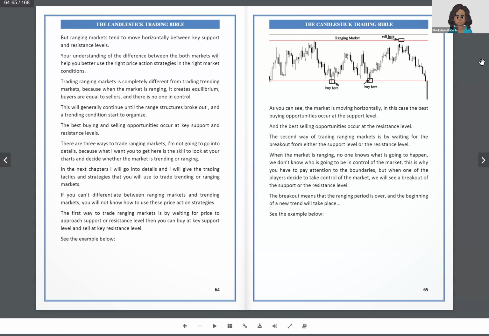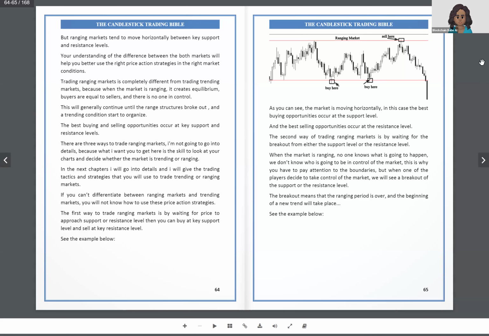All right. This will generally continue until the range structure breaks out. And okay, the best buying and selling opportunities occur at key support and resistance levels. So that's it: we buy at support, we sell at resistance. There are three ways to trade ranging markets.